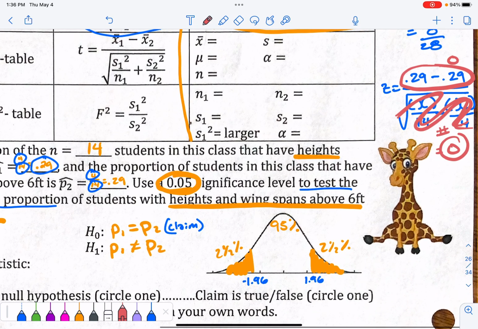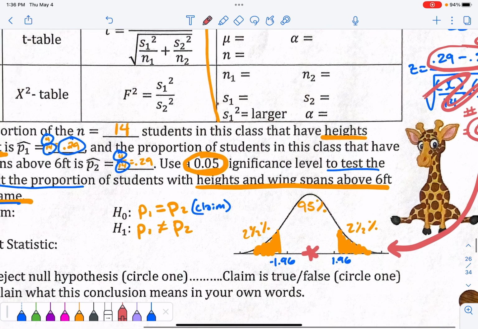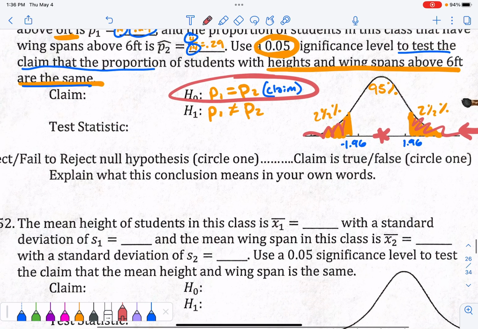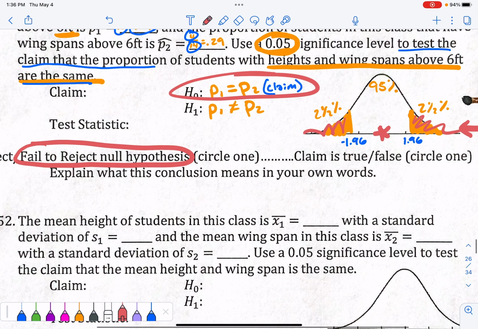Now we have to decide, where does he live on the bell curve? 0 is going to live right here, okay? So does that mean we're going to circle this one or circle this one, right? If he lives in the middle, that means he's not on the extreme ends. That means he's not equal to. So we're going to circle this one. He is equal to, he's in the middle. Okay, so we are going to fail to reject the null hypothesis, just like we did in the first one, but this time the claim is true because our claim is going with the top one.